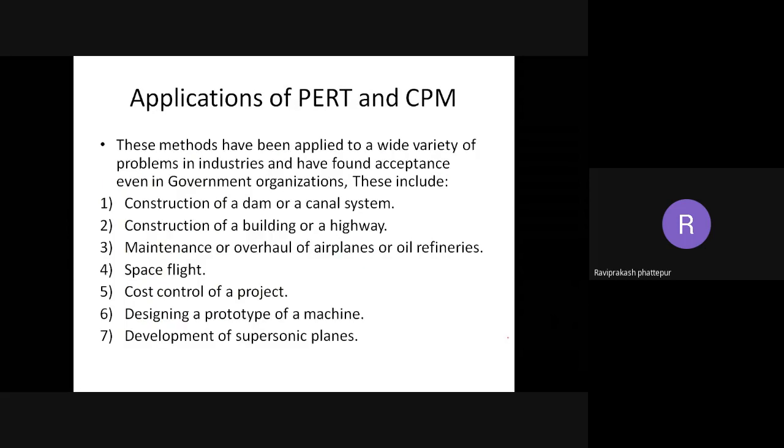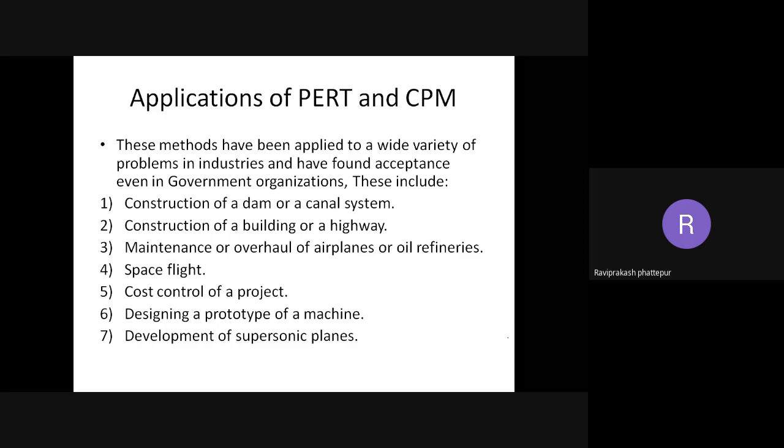Moving to the next one, applications of PERT and CPM. Whatever you feel important, you can take down now. Whatever you could understand, you can write it down. What you feel you can recall, you can note it down later. So the applications of PERT and CPM. What are these applications? Where all PERT and CPM could be used. These methods have been applied to a wide variety of problems in industries and have found acceptance even in government organizations.